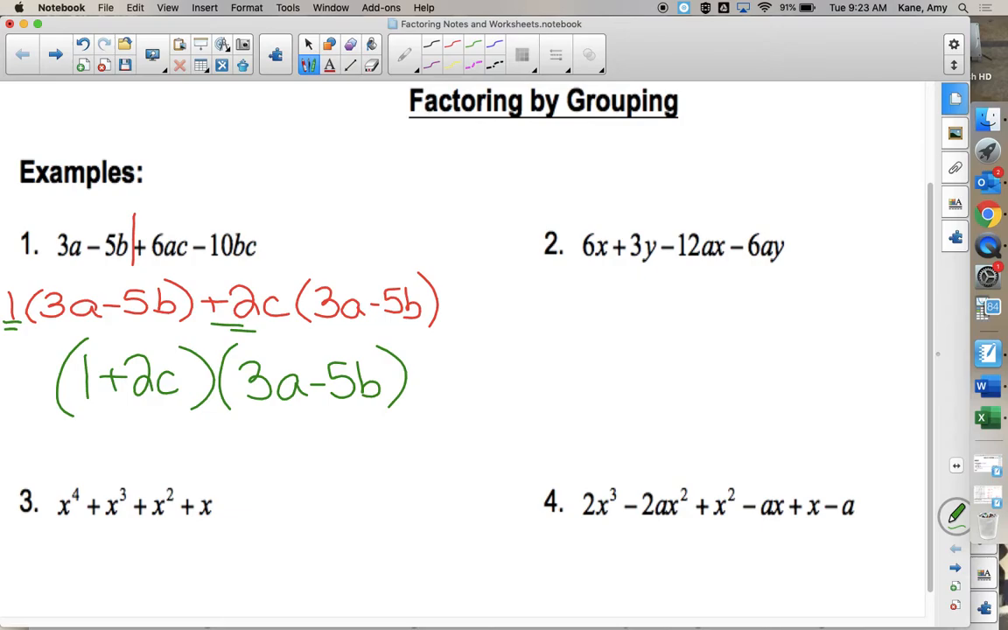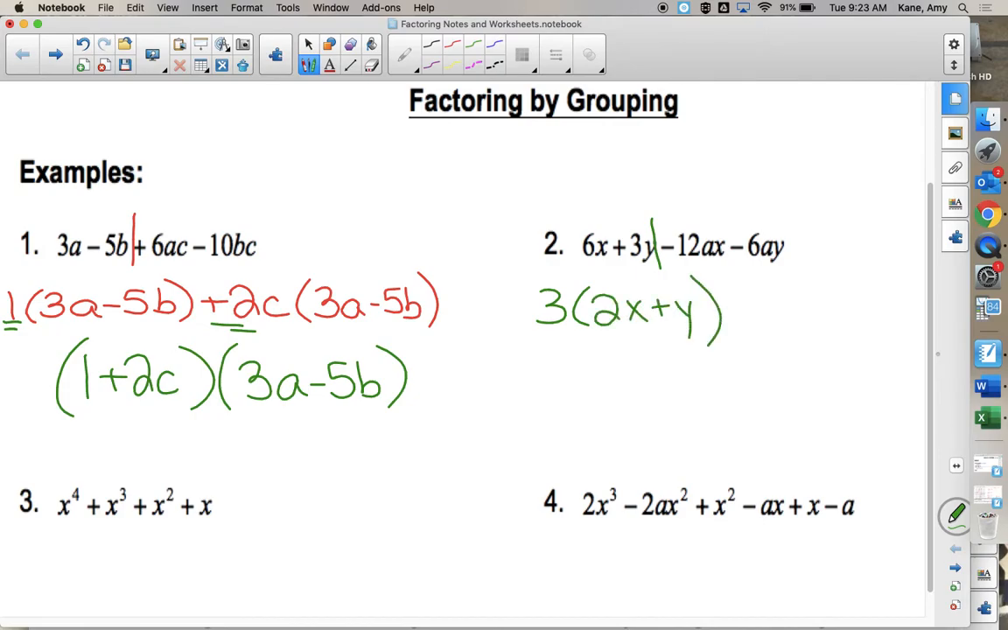Questions? So looking at number 2, 6x plus 3y minus 12ax minus 6ay. Factor by grouping. So 4 terms is when you're just using grouping. There's no AC method because it's not a trinomial. So Nick, what could you take out here? The first one, you can take out 3. Take out a 3, and you're left with x and y. How about a 2 with the x?